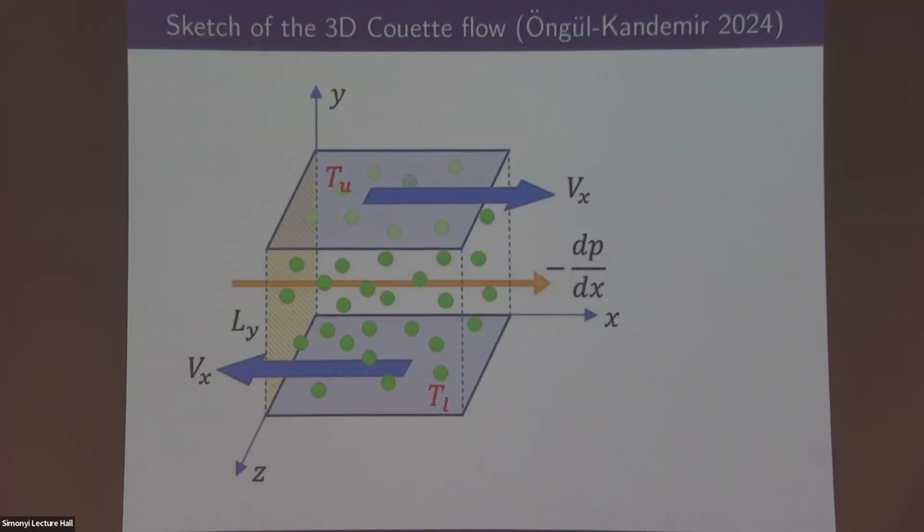Okay, so here's just a picture that I took out of that recent paper in 3D, so I can show you what we're doing, sort of. There's a plate at the top and the bottom moving in opposite directions. You have a bunch of particles in between, and they're moving around. And we're modeling this situation.